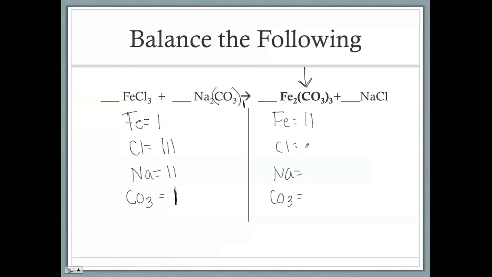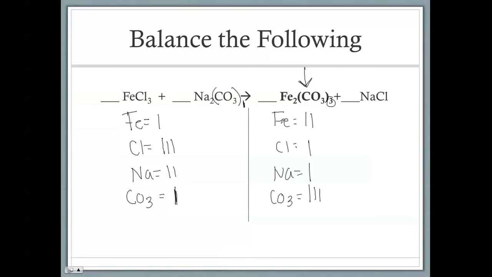On the right, I have 2 iron. I have 3 CO3s. We're not going to multiply or add these together at all. We're only looking at this 3. I have 1 sodium and 1 chlorine. So I'm going to start off with my metals. My iron and sodium right now are incorrect. So I'm going to work with iron first.